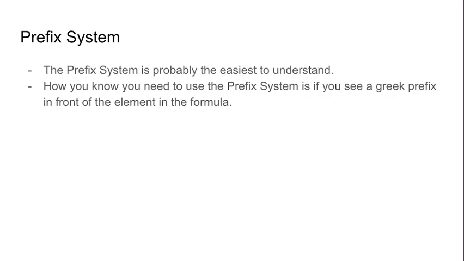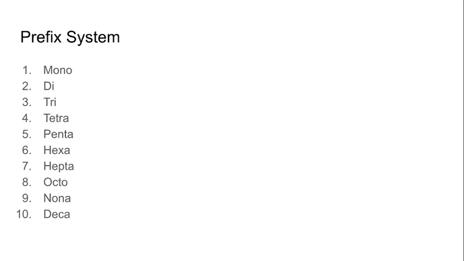The prefix system is next and probably the easiest to figure out. This is naming a nonmetal to a nonmetal to bond them. You will see one of the 10 Greek prefixes when you are using the prefix system, which are mono, di, tri, tetra, penta, hexa, hepta, octo, nona, and deca.